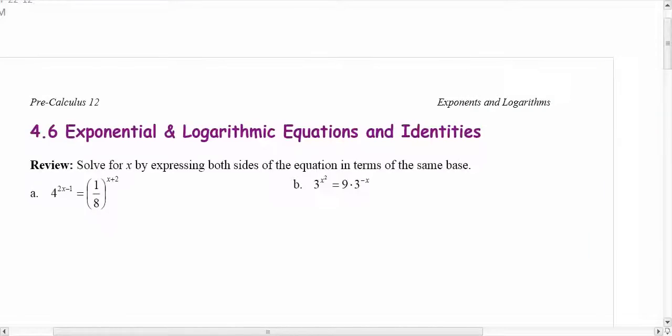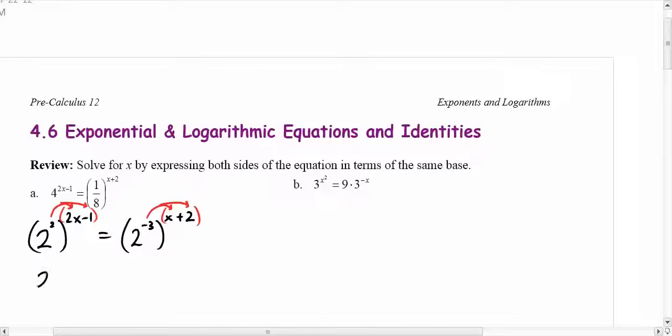For example, in part A, we can write 4 as a power of 2, and we can write 1 over 8 as a power of 2 as well. And then just using exponent laws, we can solve for x. So first you can take your exponents and multiply them together, expand the exponents, and you get 2 to the 4x minus 2 equals 2 to the negative 3x minus 6.